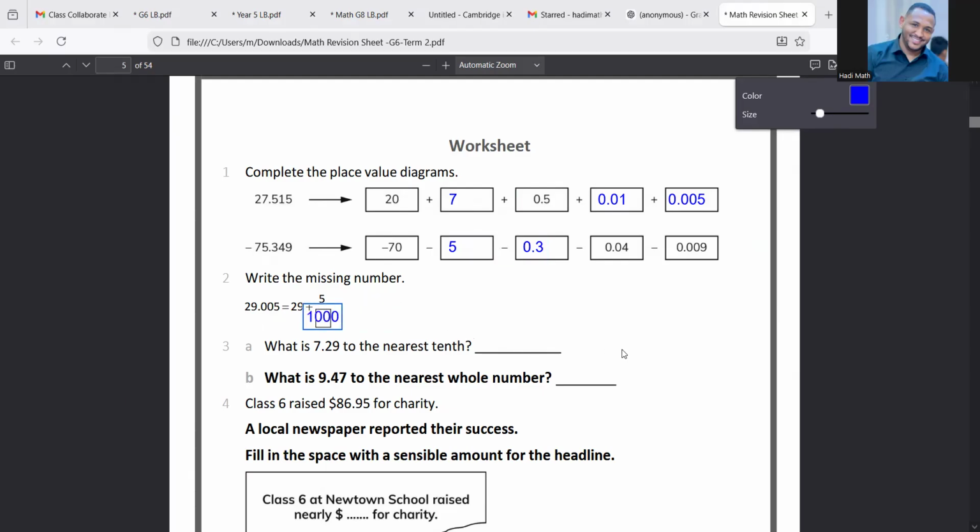Don't make mistakes. What is 7.29 to the nearest tenth? Which is the tenth? The tenth is 2. So you look after the 2, there is 9. 9 is bigger than 5, so add 1 to the 2, 7.3.